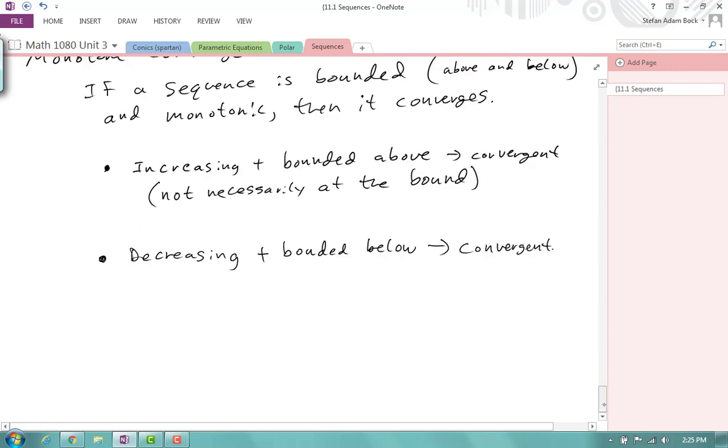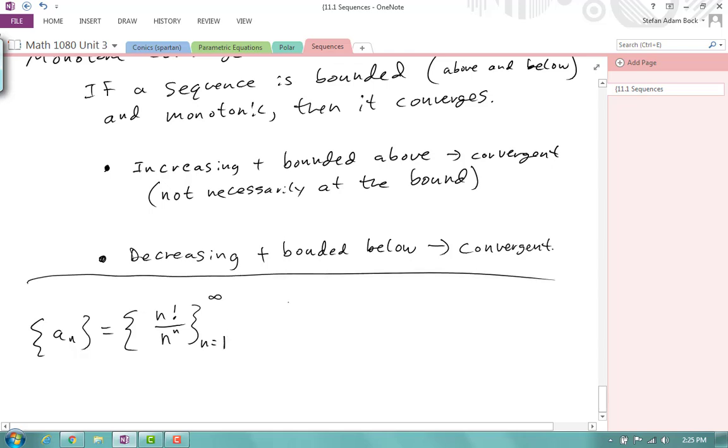So an example of a use of this, the book does this example, but it doesn't do it using the theorem. Let a sub n be equal to n factorial divided by n to the n, from n equals 1 to infinity. Actually, why don't we start at 0? No, I can't start at 0. That's silly. I can't have 0 in the denominator. I'm cheating over here. So we'll note that n factorial is a recursively defined function.